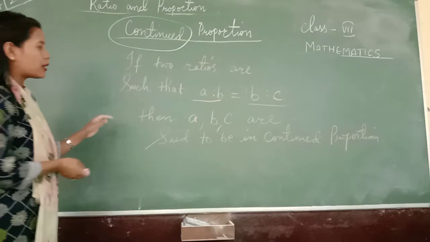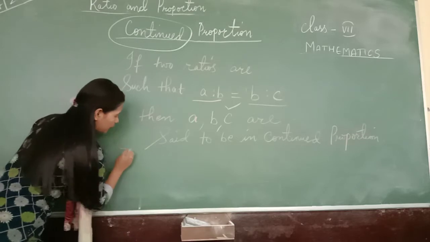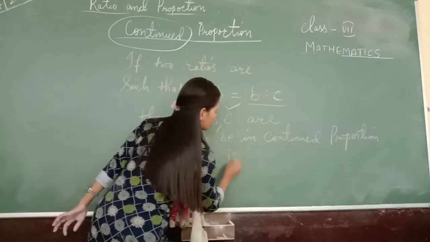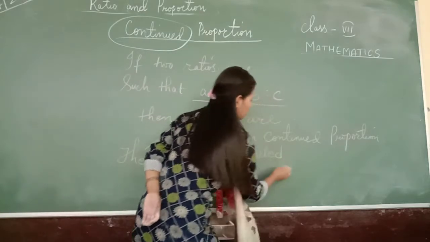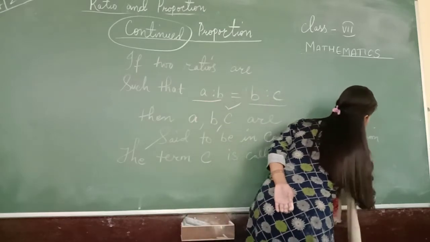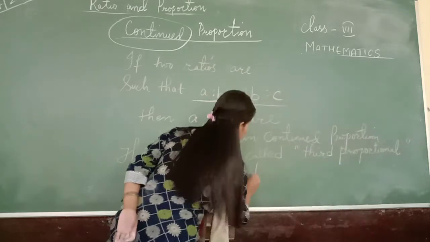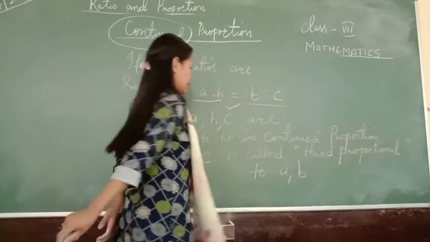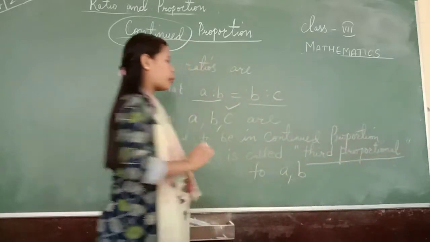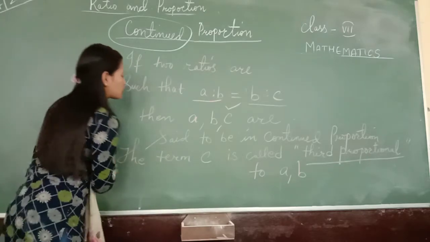You see here, the term C comes in third place, so it has a name. The term C is called third proportional to A comma B. So this term C has a particular name: its name is third proportional to A comma B.